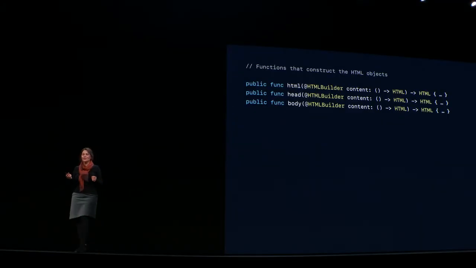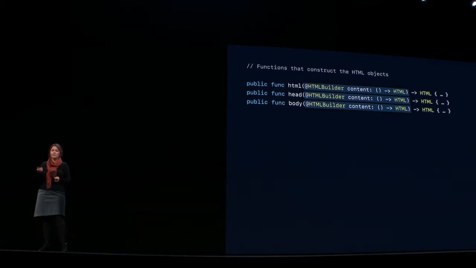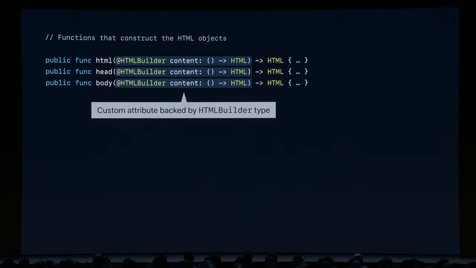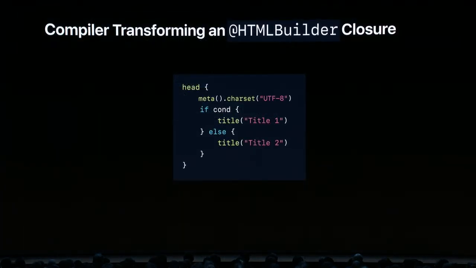Let's take a look at how this is implemented under the hood. The DSL implementer added a function to construct each HTML element. These functions take closures. And the interesting part here is that these closures are special. They all have this custom attribute, @HTMLBuilder, that tells the compiler to use the HTMLBuilder type to process these closures. Let's see how this closure containing DSL code gets translated into a normal Swift closure.